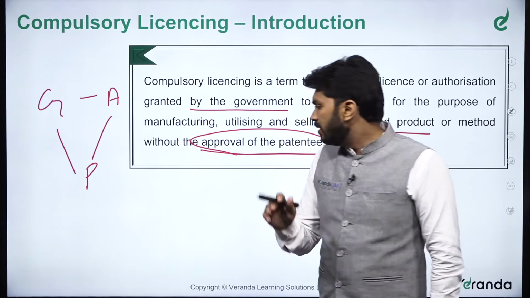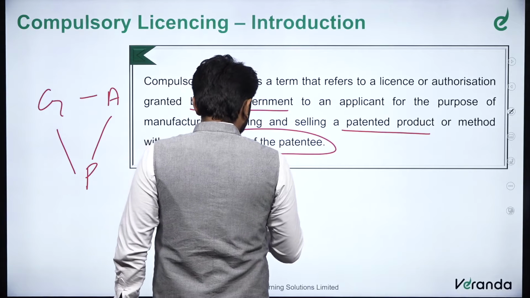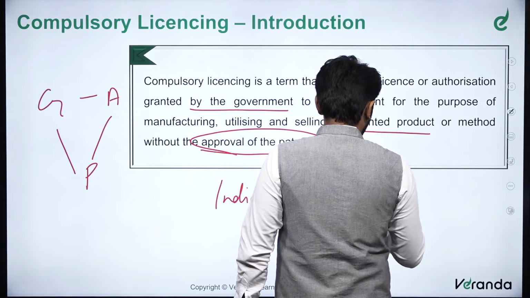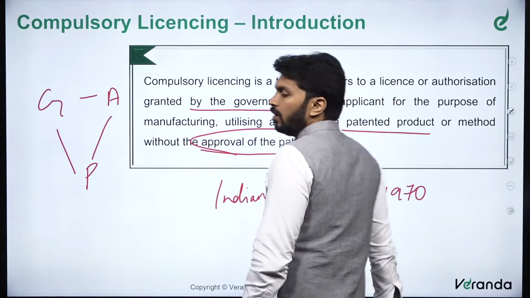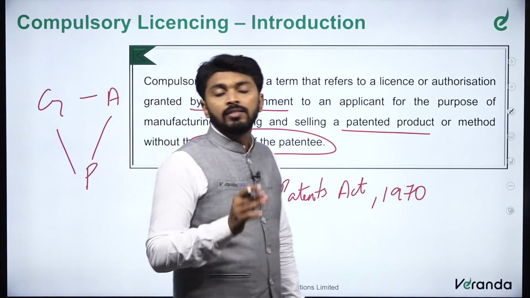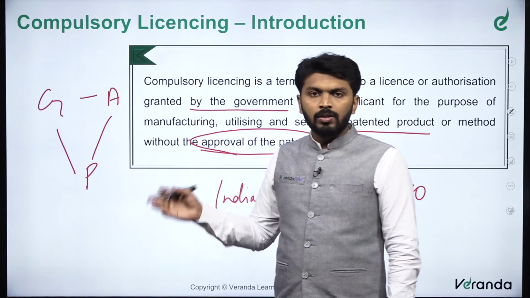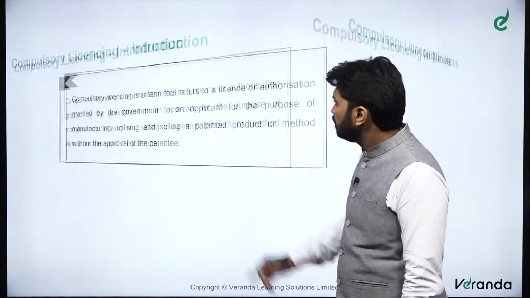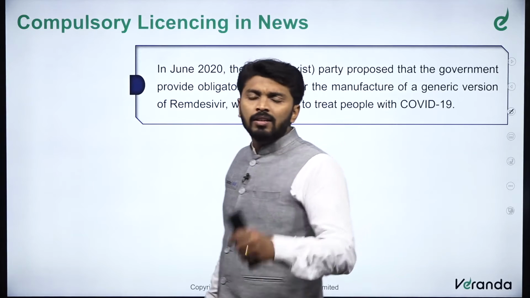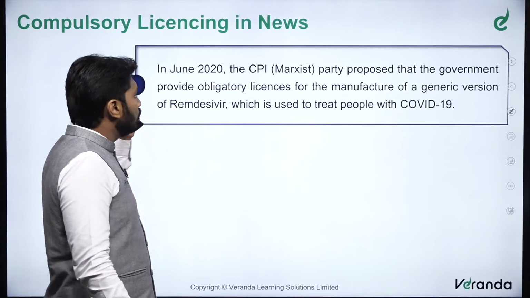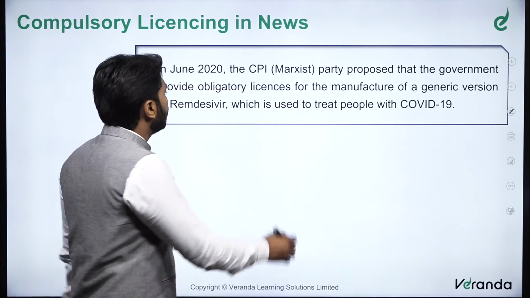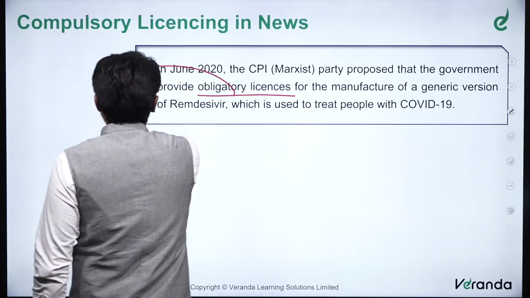This compulsory licensing was mentioned in the Indian Patents Act of 1970. This concept will not be acceptable to certain countries in the West, because they value intellectual property more than public welfare. In June 2020, the CPI Marxist Party proposed that the government should provide compulsory licensing. Obligatory licensing is nothing but another term for compulsory licensing.